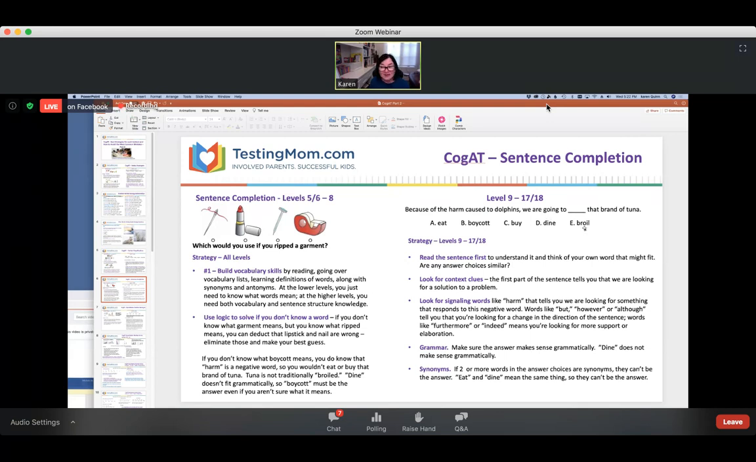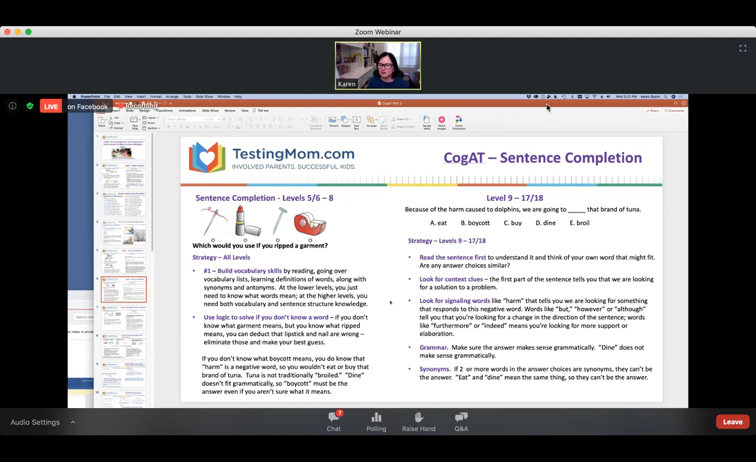We are going to broil that brand of tuna. You don't usually broil a brand of tuna, so that can't be right. And because of the harm caused to dolphins, we are going to eat or buy. You probably wouldn't want to do that because we're talking about some kind of harm. So even if you don't know what this word means, you can use logic almost to eliminate the others. If not every single word in the answer choices, you can use logic to eliminate some of the words and then make your best guess.